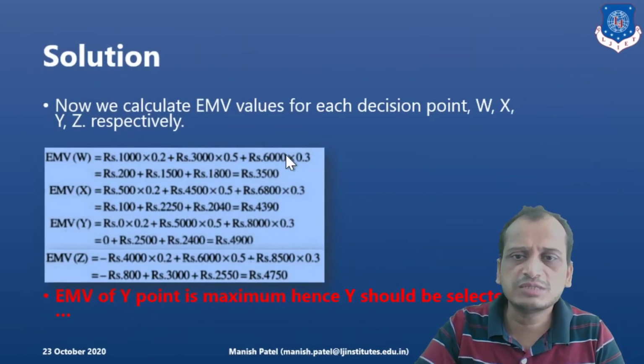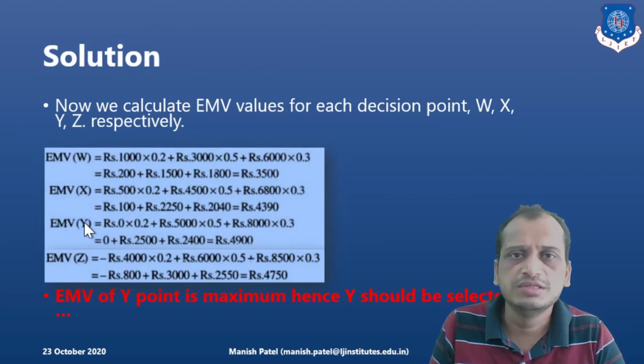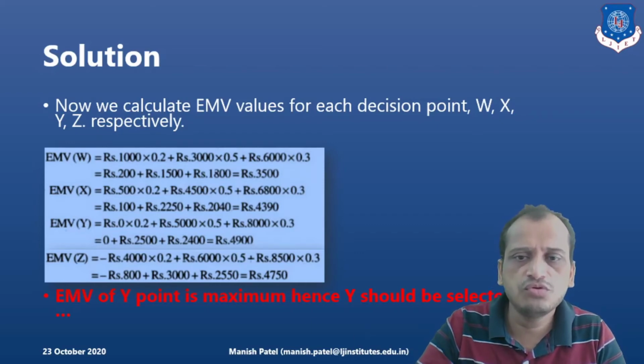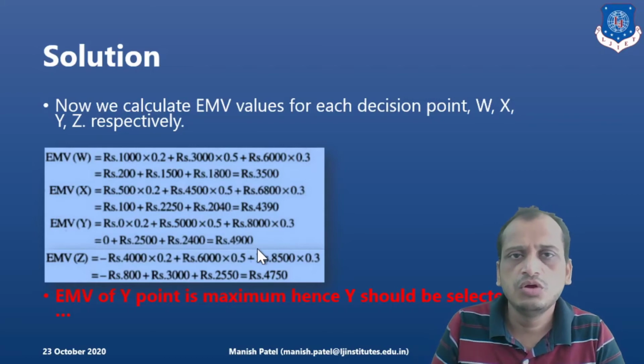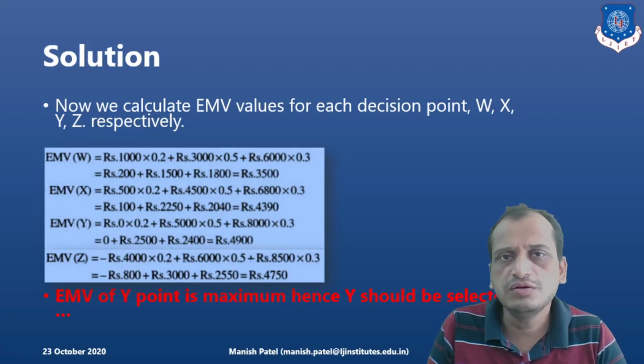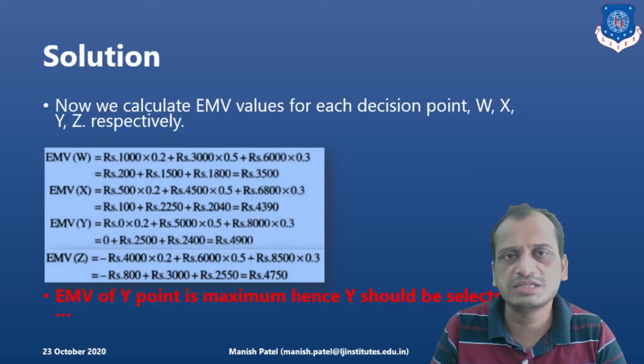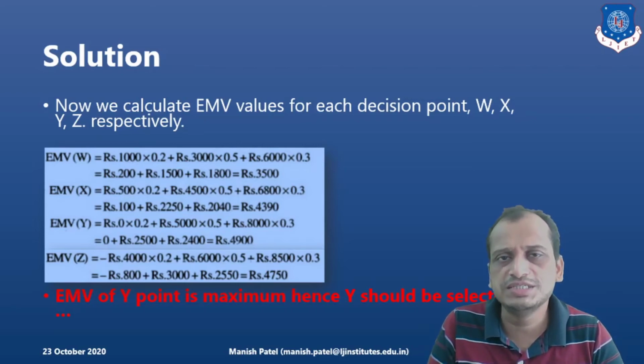So once we calculate the expected value, we get it for all the alternatives W, X, Y and Z. If you carefully see here, the expected monetary value of Y, which is 4900, is the maximum. So the company is going to go with the alternative Y, right? Out of the 4 projects, the company will go with the Y project. Why? Because the expected monetary value derived from the Y alternative is the maximum. So in this way, we can easily solve an example based on a decision tree.